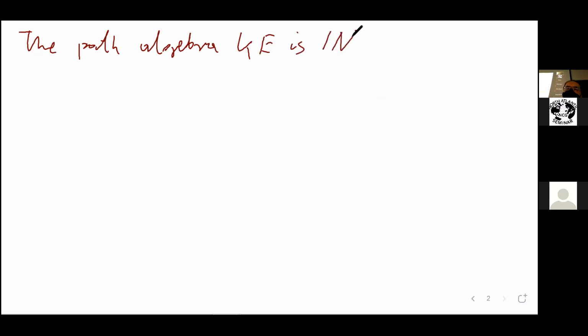Now that we know what it means that an algebra is gamma graded, it makes sense for me to write that the path algebra KE for any graph E is N graded, where N are natural numbers. We agree that natural numbers form a monoid. For me, 0 is always a natural number.